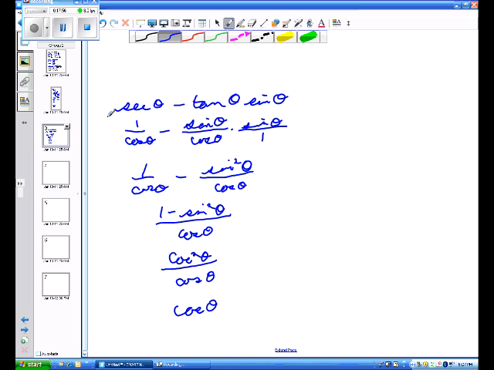So we've taken this expression up here that looks fairly complicated, secant theta minus tangent theta times sine theta, and by just using our identities and addition and subtraction, we have simplified that down to just cosine theta. And this is one of our big uses for our identities, is it helps us do some simplification.